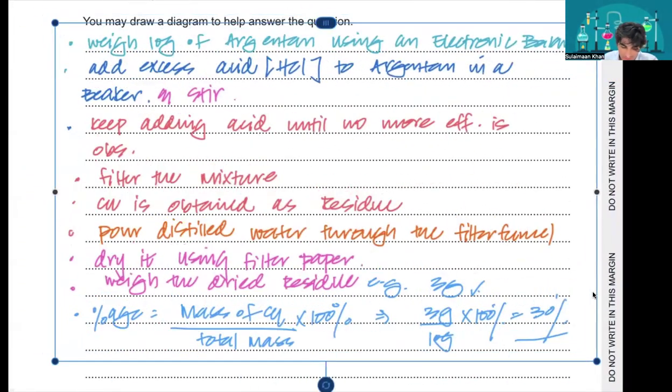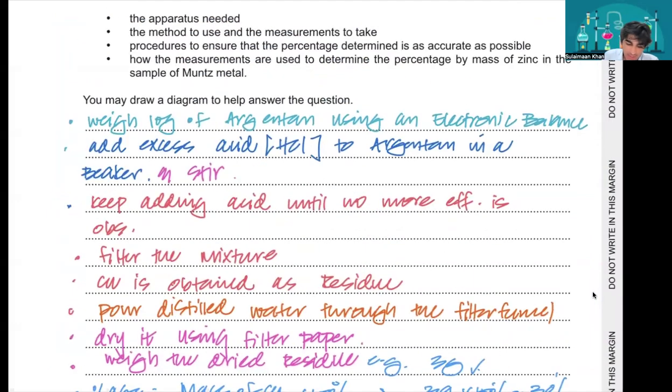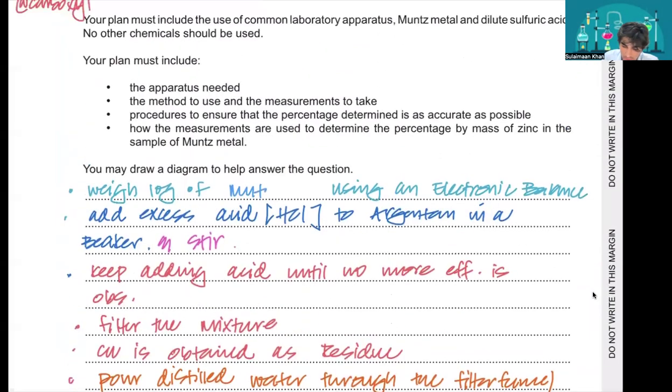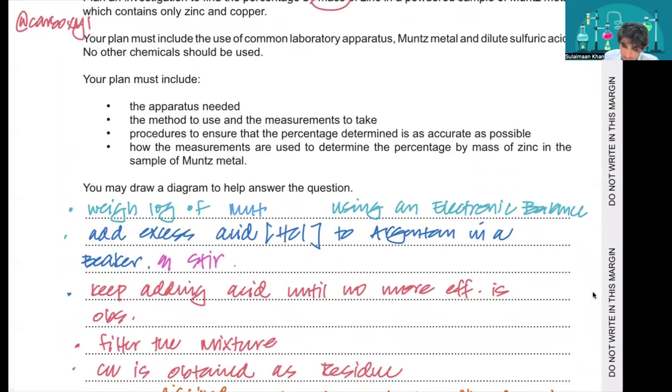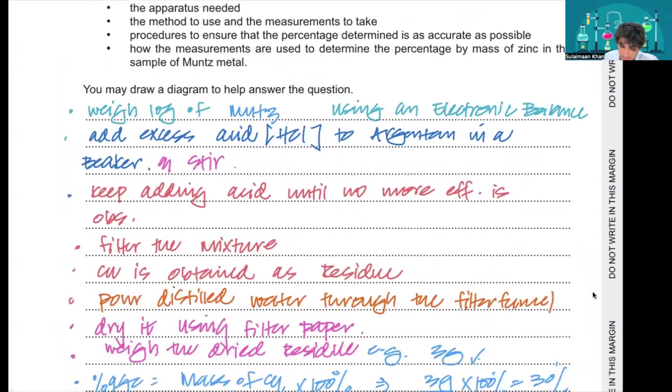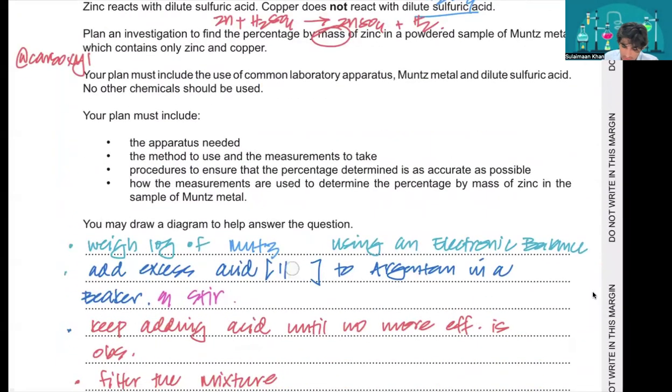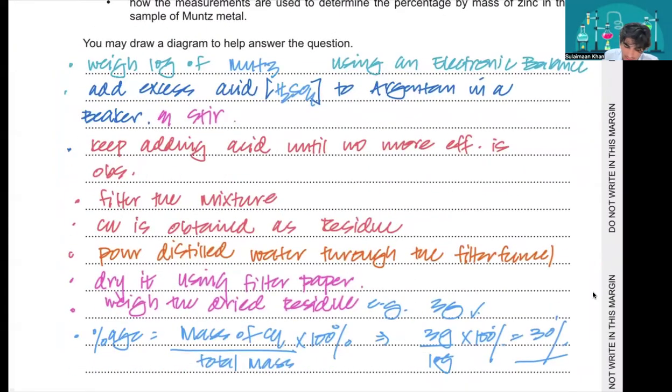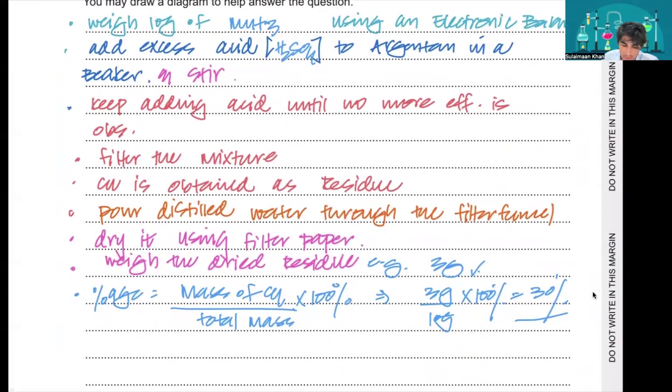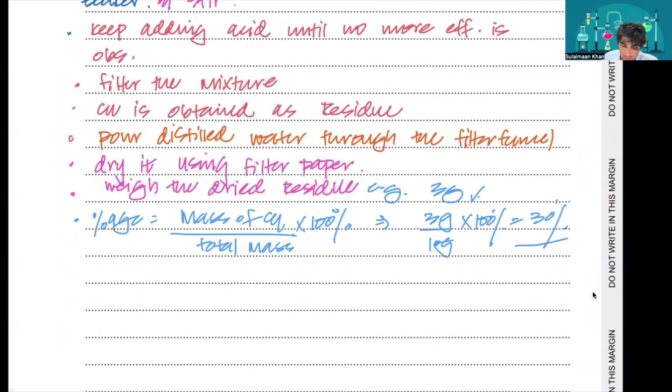So instead of Argentan, I'll write Muntz. And I do that using a Muntz metal. Add excess HCl. No, in this case, it's H2SO4. I'll stir it. Keep on adding the acid until no more effervescence is observed. Filter the mixture. Copper is obtained as residue. Pour distilled water. Dry it with a filter paper. Weigh the dried residue, 3 grams.